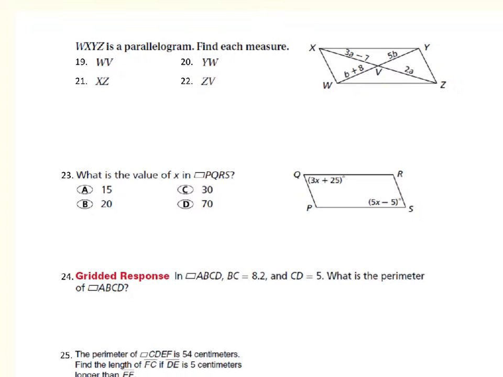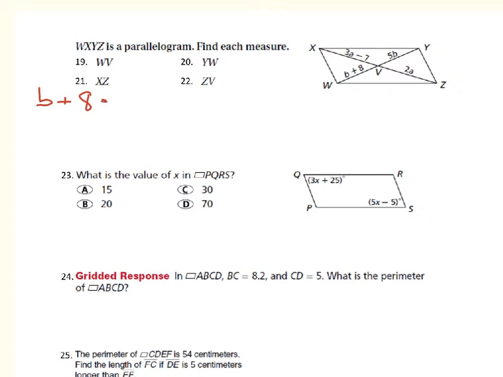WXYZ is a parallelogram. Find each measure. So this time we're dealing with the diagonals of a parallelogram. So they want me to find WV. Okay, well, I know the diagonals of a parallelogram bisect each other. That means they split each other in half.